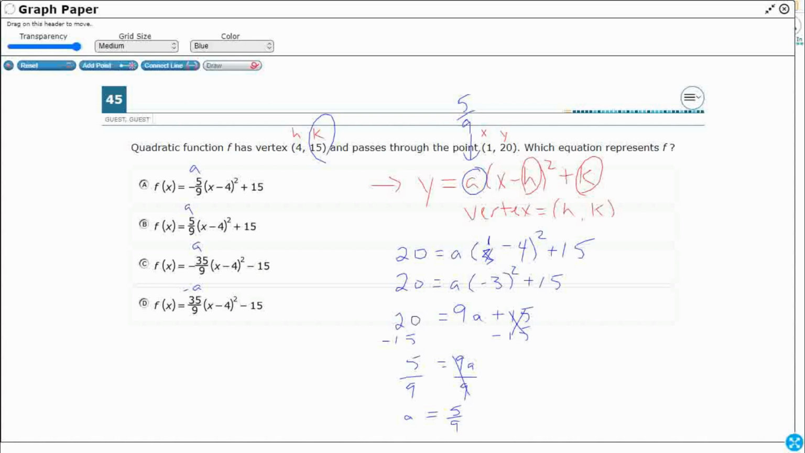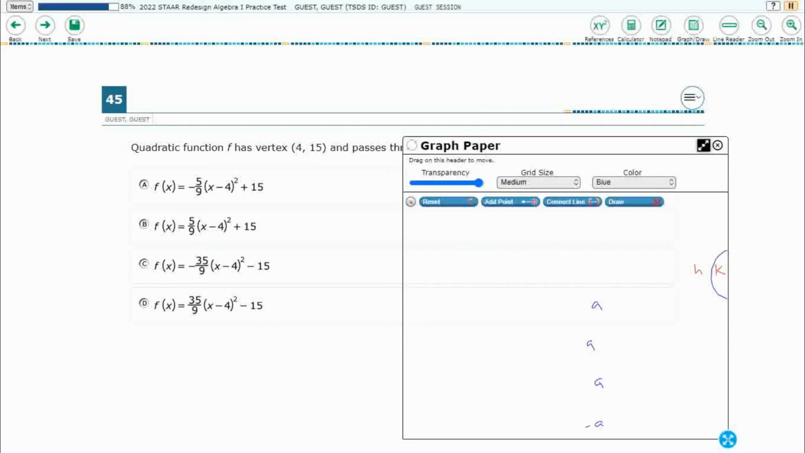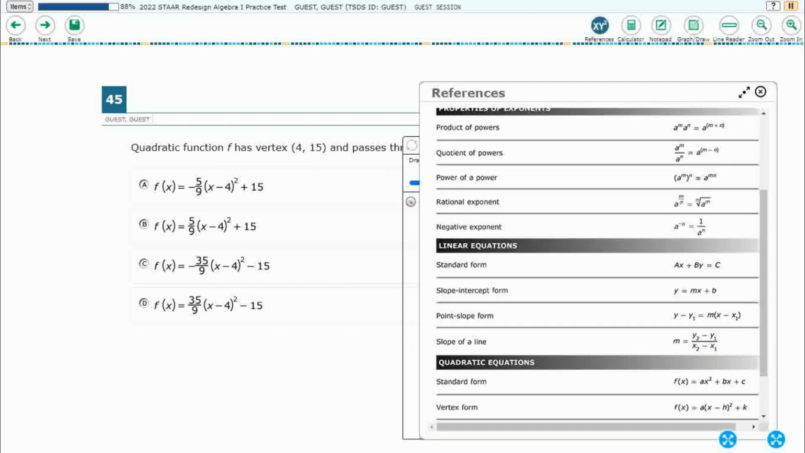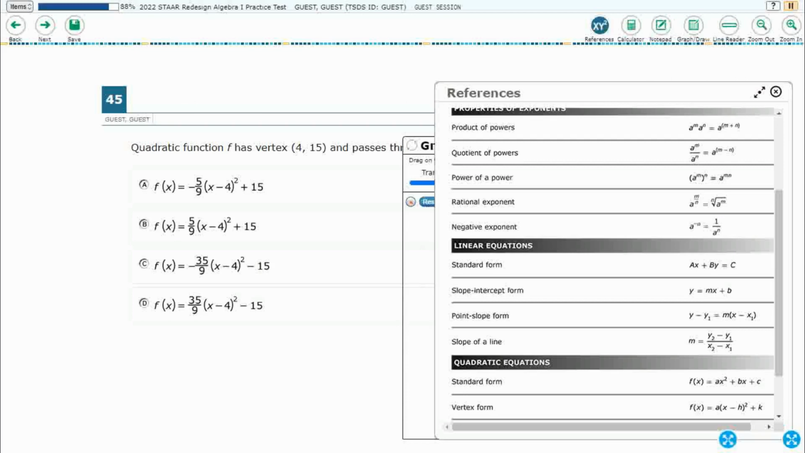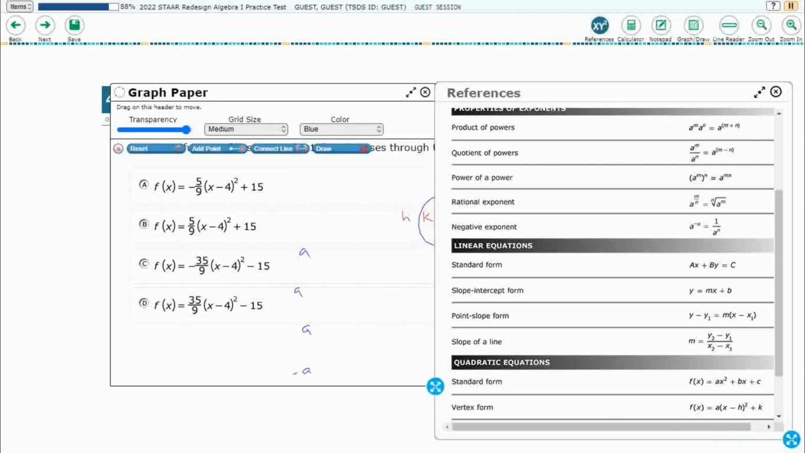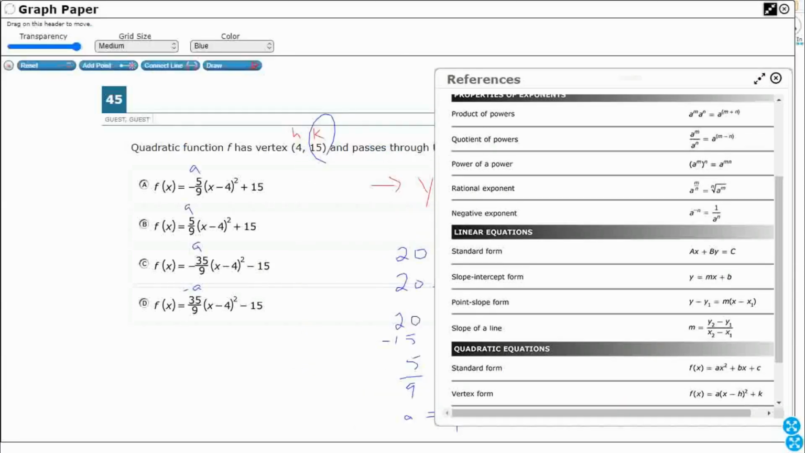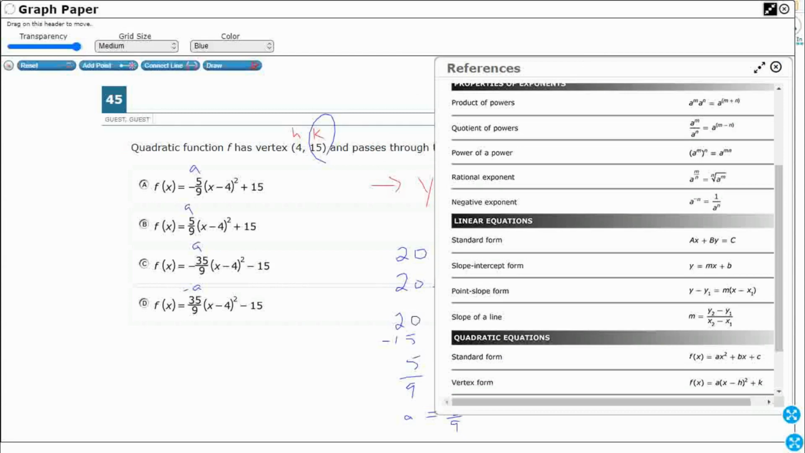But let's go ahead and just plug it back in to make sure. What we're going to do is plug this back into our vertex form. All right, so if we want to bring that back out, we could. And let's see, we can drag this over. And so our vertex form is going to be that y equals, we just figured out that it's 5/9.